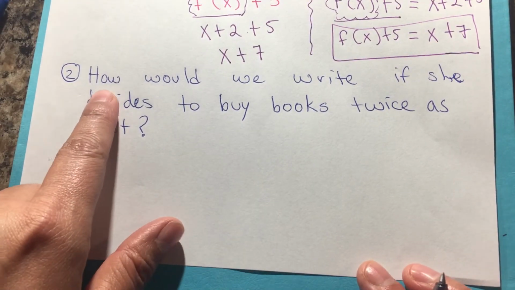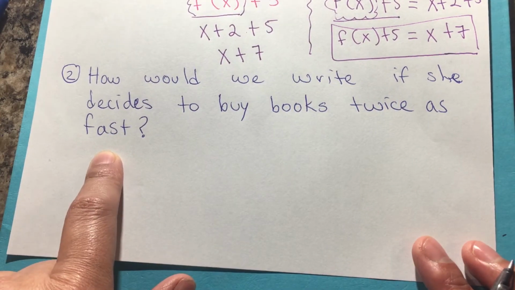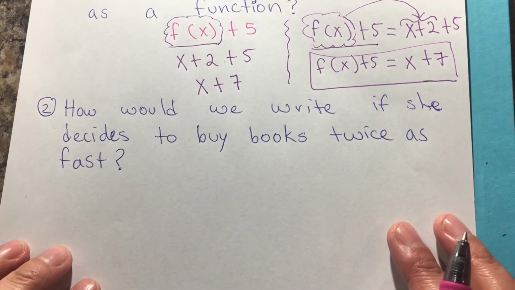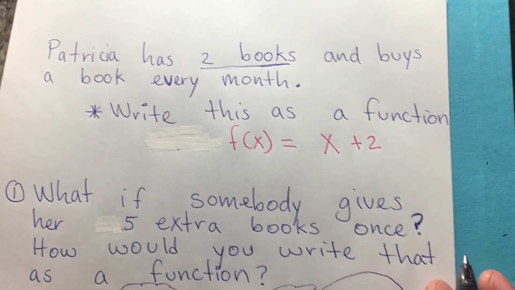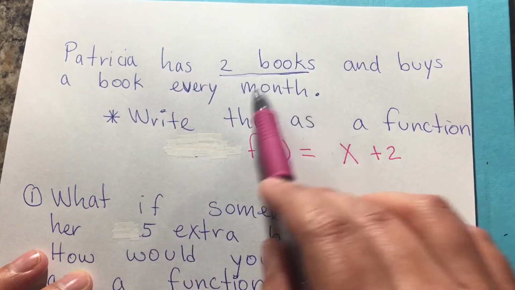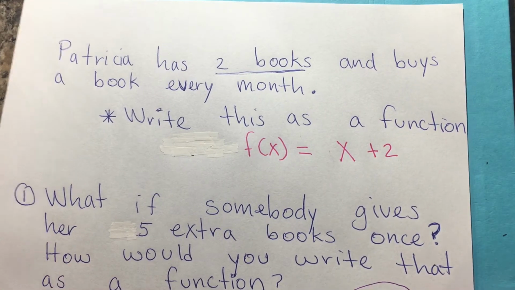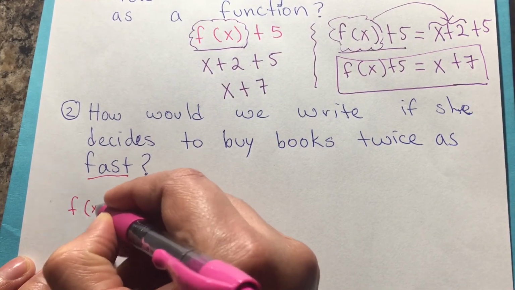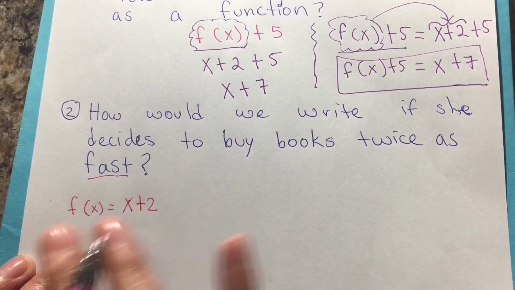For the next one, we have, how would we write if she decides to buy books twice as fast? Twice as fast, whenever you say twice, that means multiplication, but we have to be careful. In here, twice as fast refers to the time, right? And what variable represents time in here? Patricia has 2 books and buys a book every month. The x represents months, so that's what we're going to multiply by the 2. So I'm going to write here what we have up there. F of x is equals to x plus 2. Okay, that's her usual. This is what she usually does.